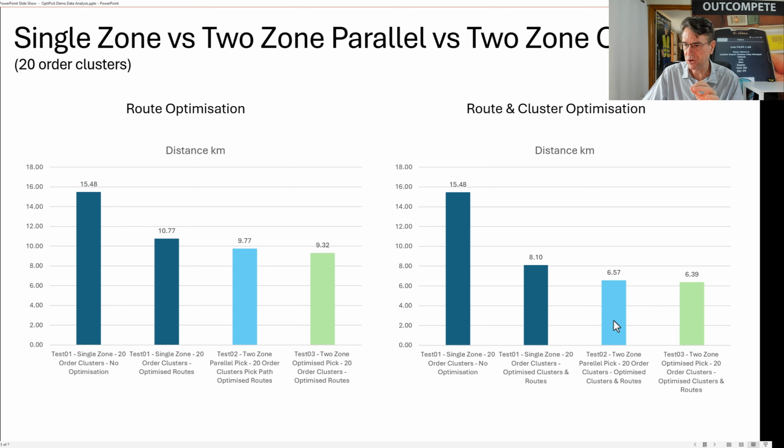Now, if we go to the route and cluster optimization, we can see the results are even more dramatic. 8.1, 6.57, 6.39. So you can see the results of the different strategies. Single zone versus 2-zone: 2-zone is obviously better, and I suspect 2-zone would be better in most cases. So which one you choose is going to be horses for courses. It's going to depend upon what your warehouse management system can cope with, and how your business works.